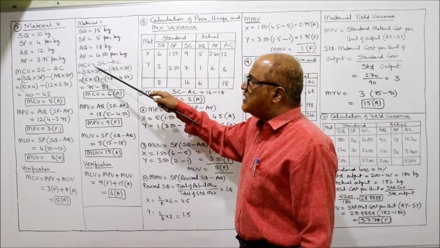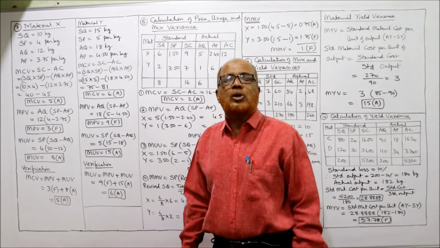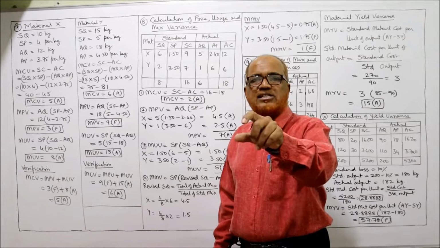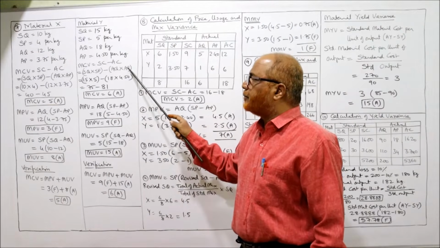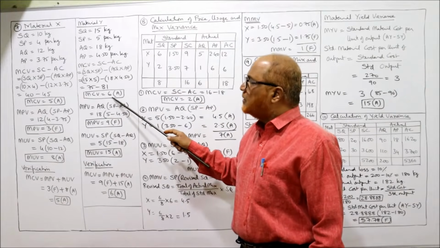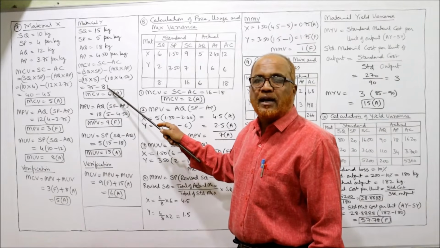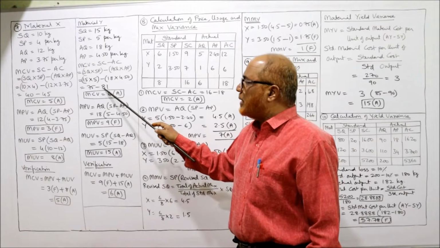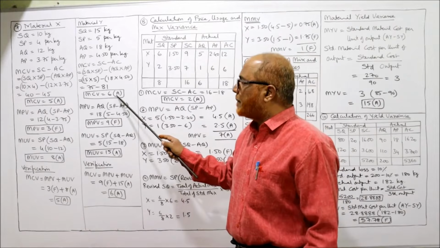Substitute the values. MCV is equal to SC minus AC, standard cost minus actual cost. Standard cost means SQ into SP. Actual cost is AQ into AP. Substitute the values: 75 minus 81, so you are getting minus 6.